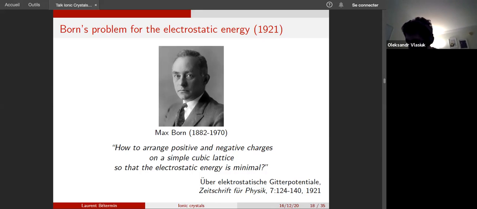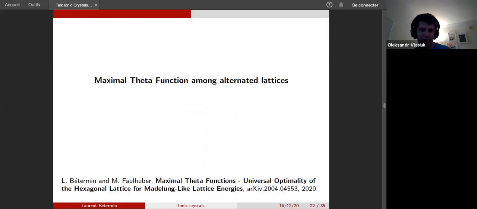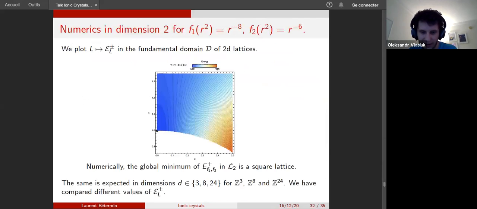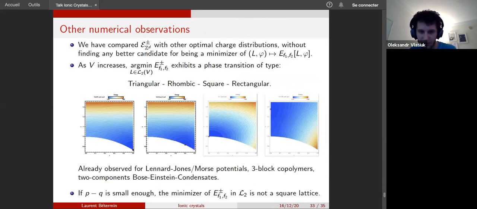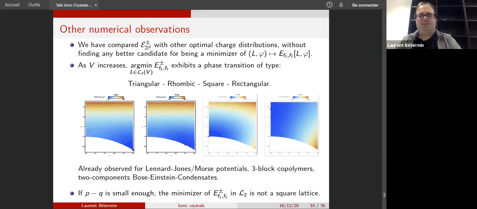And there was this slide with other numerical observations. Could you clarify? You say that the same transitions have been observed for all these other potentials. Is this literally the same transition, so that as you grow the density, exactly the same transitions apply to these other potentials as well? Yes, that's exactly the same qualitative thing. Of course, the values for the transition are not the same, but it's exactly the same qualitatively.